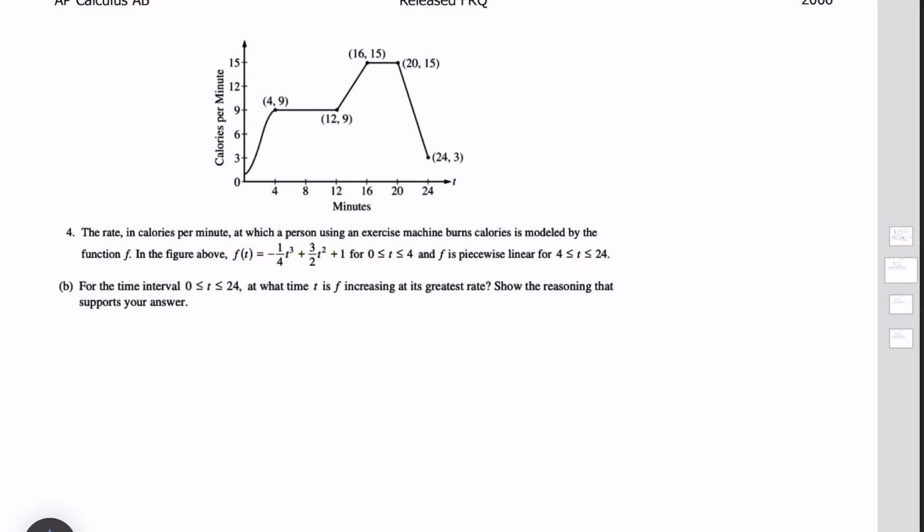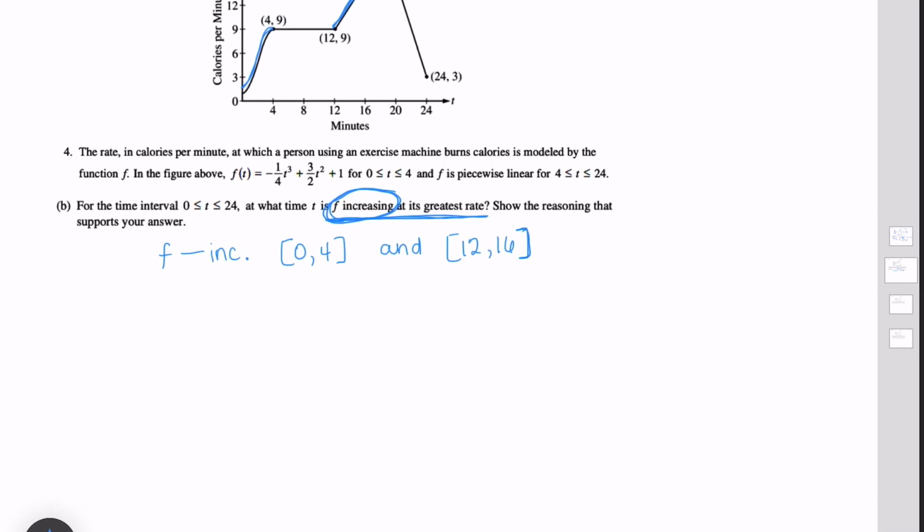For the time interval from 0 to 24, at what time t is f increasing at its greatest rate? Show the reasoning that supports your answer. Okay, now this one's a little tricky because of the wording. First of all, they say at what time t is f increasing at its greatest rate. So we need to focus our eyes on the intervals in which f is increasing. And if we look at the graph, f is increasing in two places, here and here. Okay, so we have two intervals that we need to look at, which are from 0 to 4 and from 12 to 16. We'll start with the first piece, which is from 0 to 4.